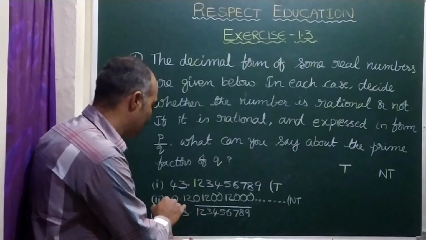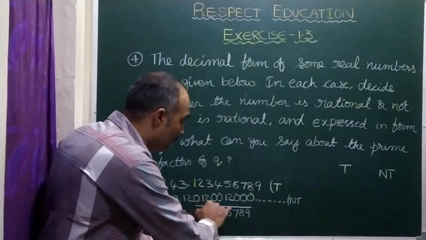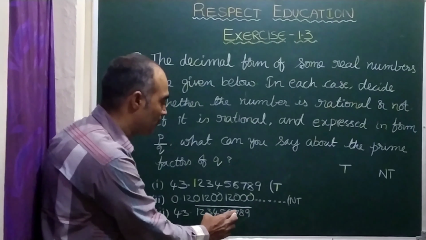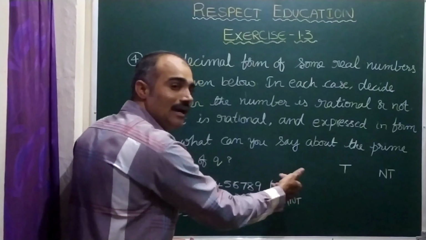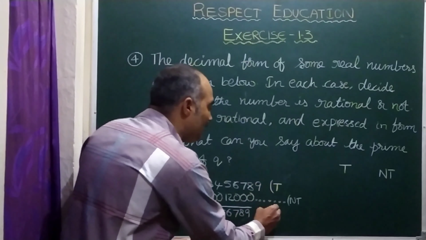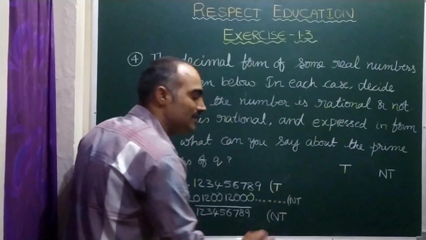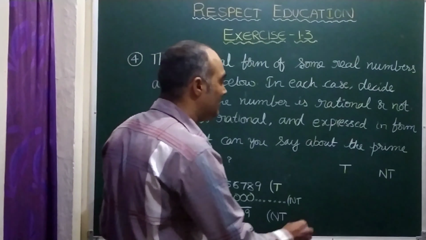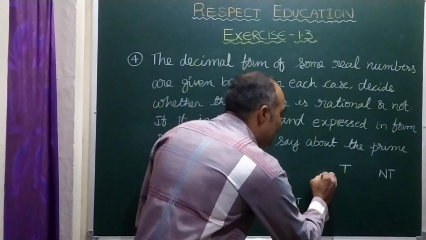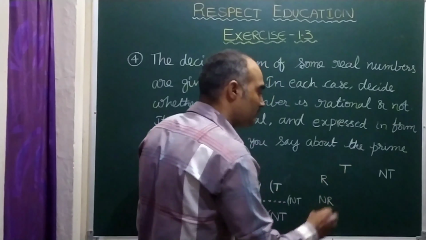So next one, the third bit, you see 43.123456789 with a bar. Bar means the same part, 1 2 3 4 5 6 7 8 9, keeps repeating, which means it has no ending. No ending means this is also non-terminating, right? And another kind of decimal expansion is also there, that is repeating and non-repeating.